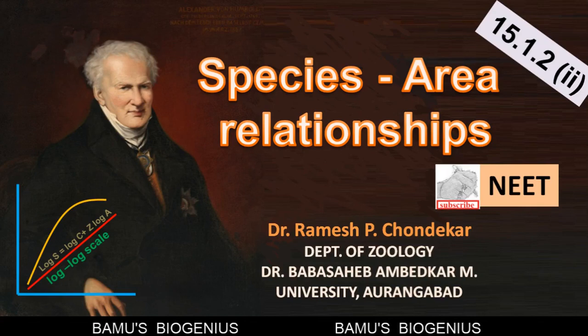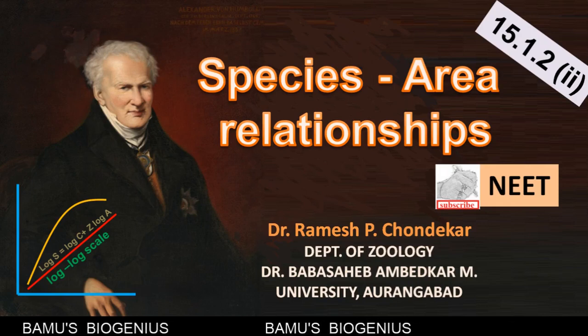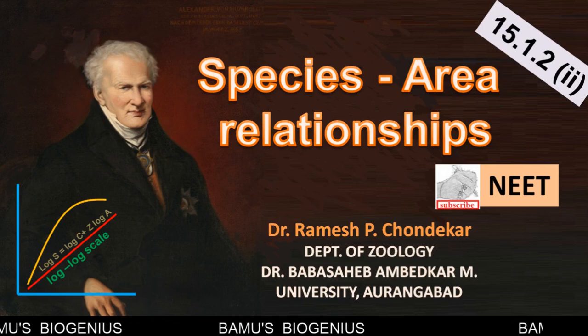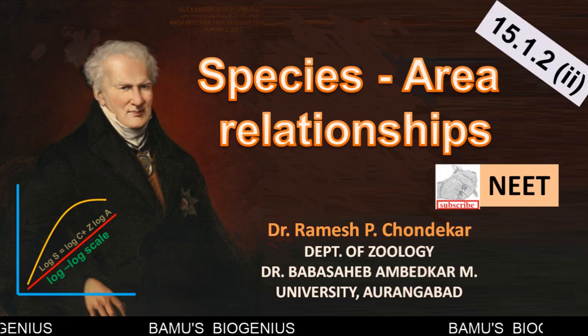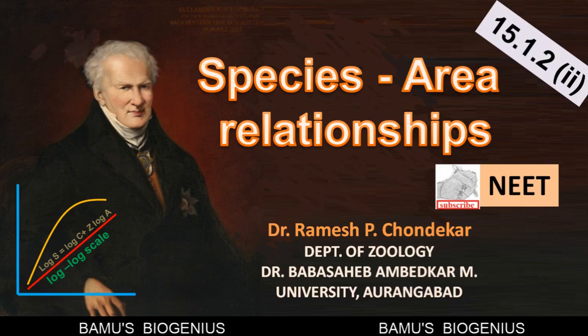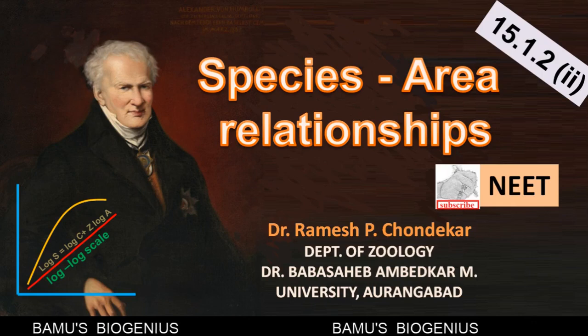Today we will discuss species area relationships. This topic is taken from chapter number 15 of the NCERT book. The point is 15.1.2 part 2. It is a part of patterns of biodiversity. This topic is very important for NEET and basic biodiversity studies. So let us see what species area relationships are.